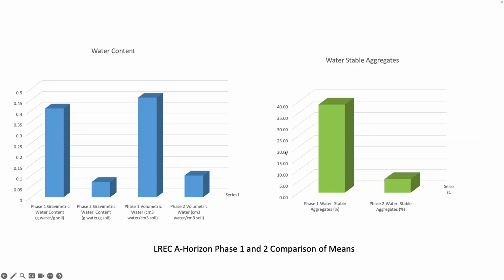Then your water content over here on the phase one, gravimetric and volumetric are just the two differences here, but you can tell in your phase two soils, it just dropped. It was astronomical. They didn't hold any water at all, hardly. So that's looking pretty poor.